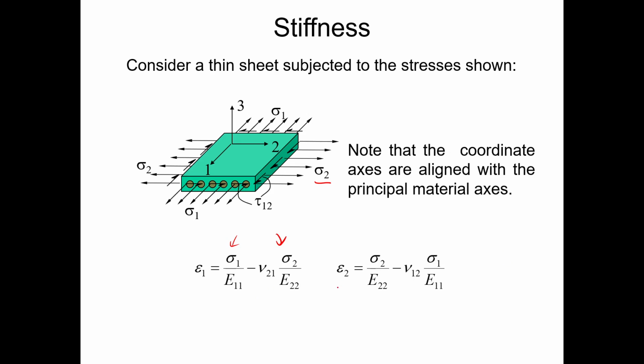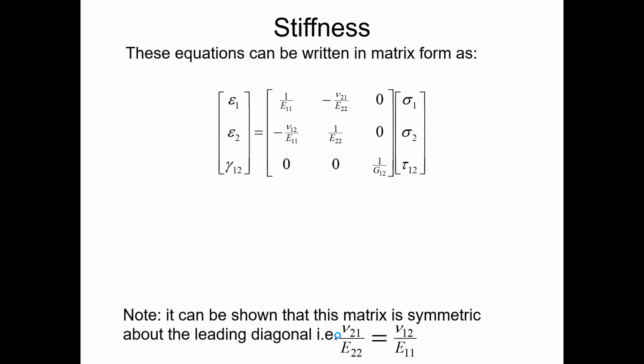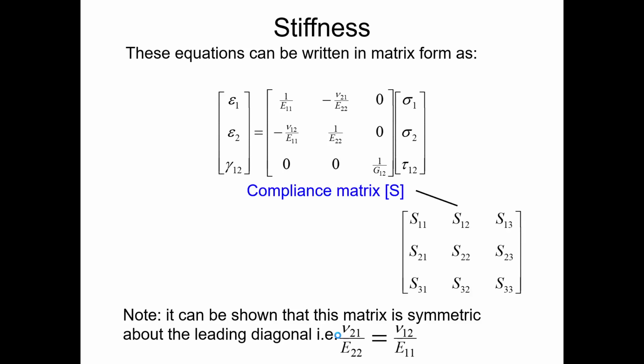Similarly, for epsilon 2, you will get two terms. And shear strain is not dependent on the Poisson ratio effect. Now you can write similar things. This is the Poisson ratio I have mentioned already, and we can basically write the equations in the matrix form. And this is a compliance matrix.